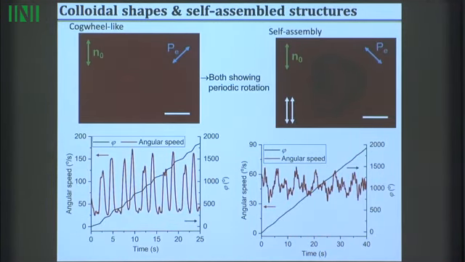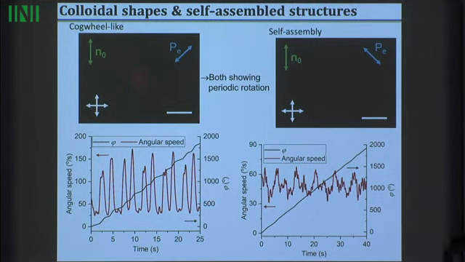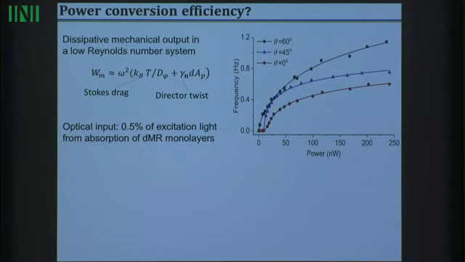Now, importantly, we can also design different types of shapes, like, for example, cogwheel-like, or you could self-assemble many different types of particles, and then the spinning becomes even richer because you then have all these geometric features interacting with the alignment of the background liquid crystal, and so you can see that the angular speed can be designed and controlled that way.